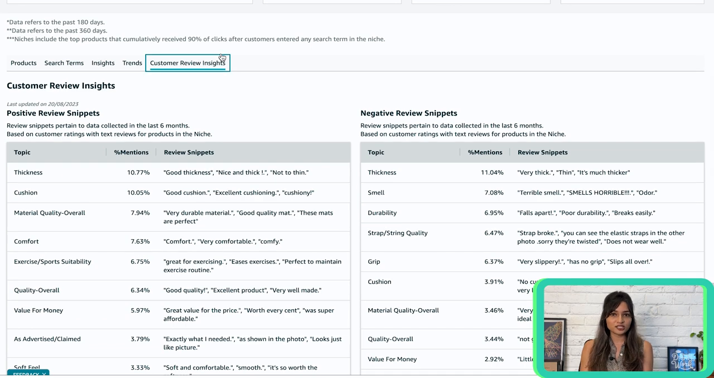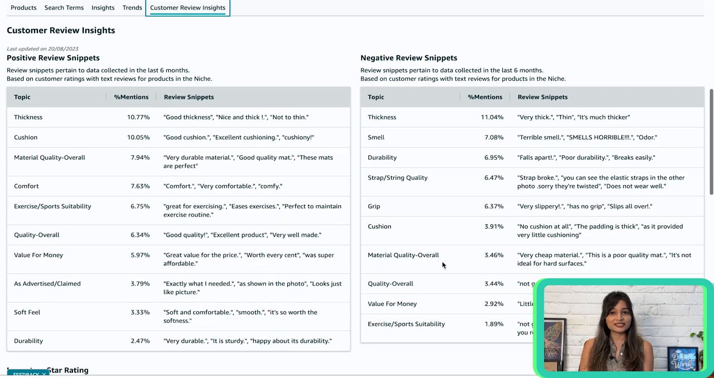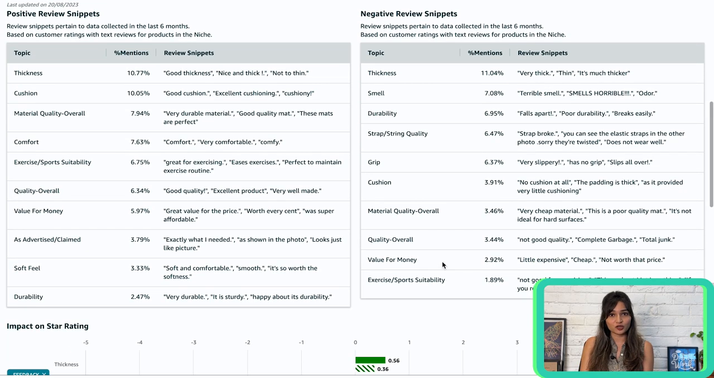It gathers positive and negative sentiments from product reviews within a niche. By going through these, you can discover what customers love and dislike about the products in that niche. You can use this information for planning your future product launches or revamping your existing product line.